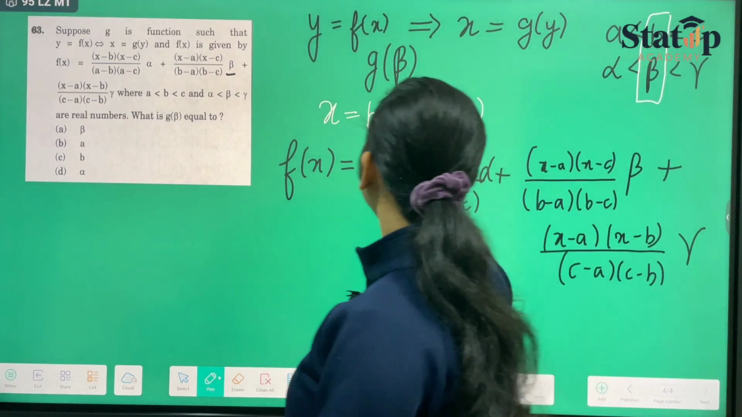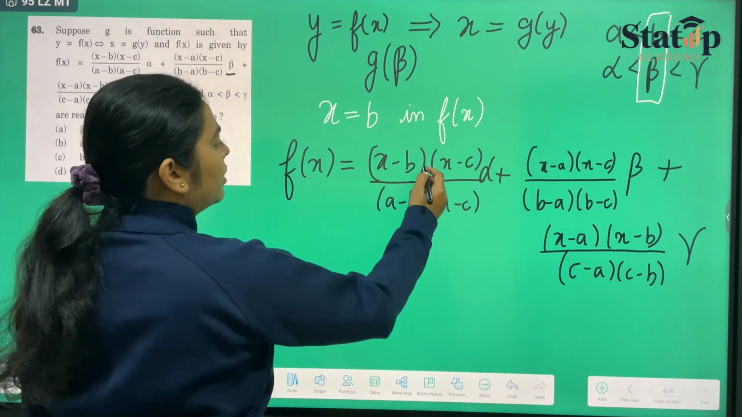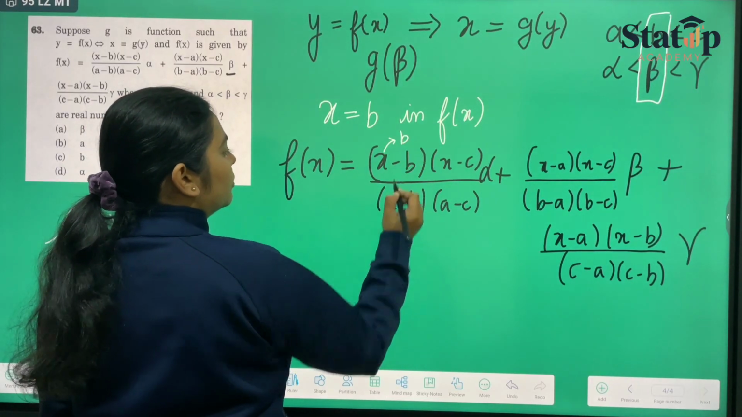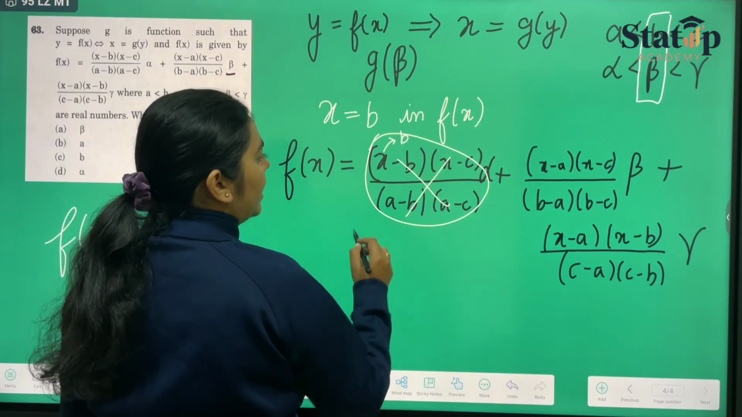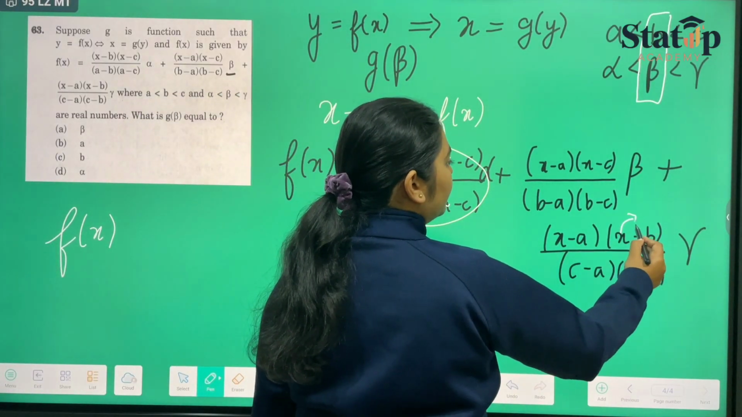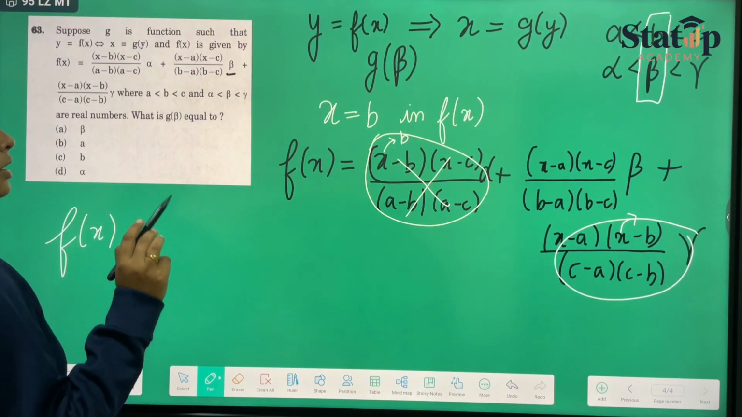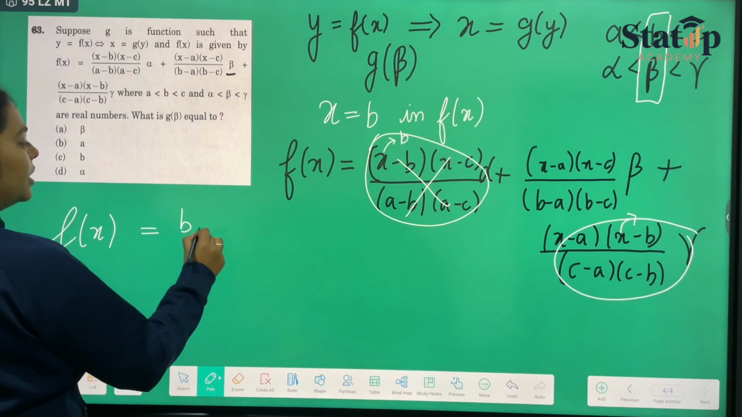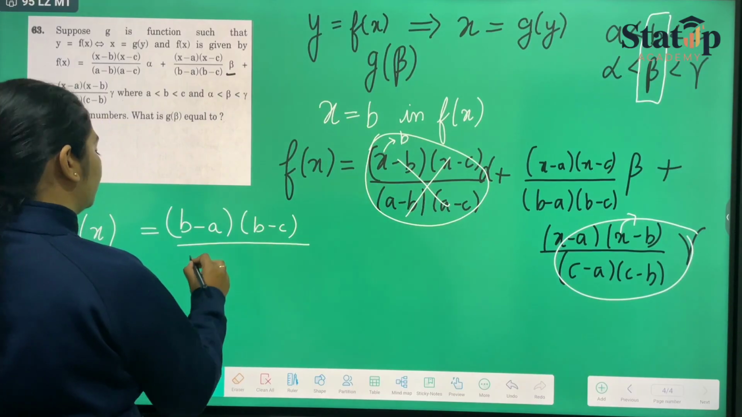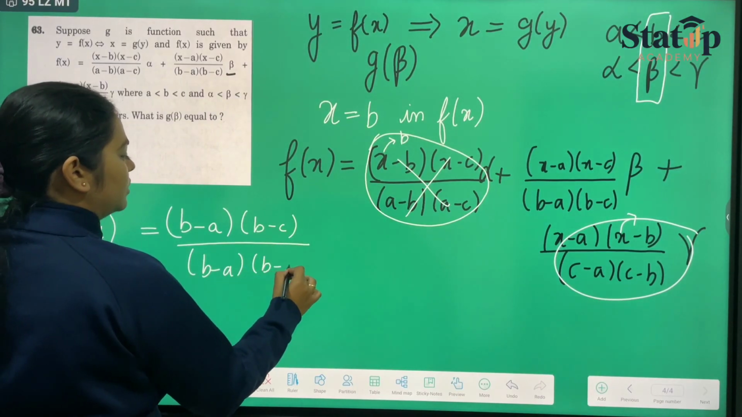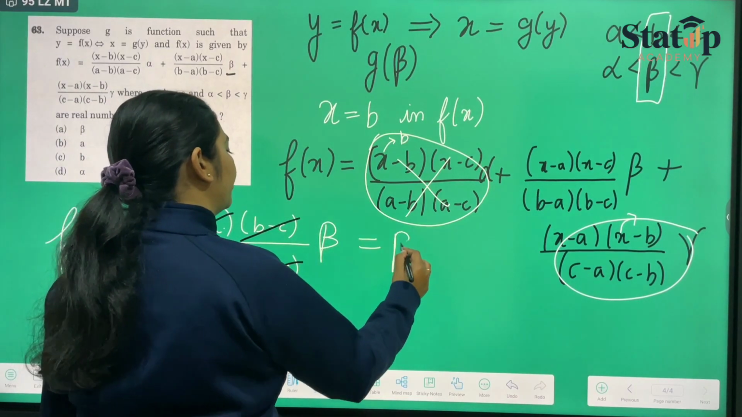If we put x equals to b here, so the first term will be b minus b, and the whole term will be equal to 0, so this term gets cancelled. And here also, if we put x equals to b, then b minus b, the whole term will be equal to 0, so we have to just put b in the second term, so it will be b minus a into b minus c upon b minus a into b minus c. Whole numerator and denominator will get cancelled and we are left with beta.